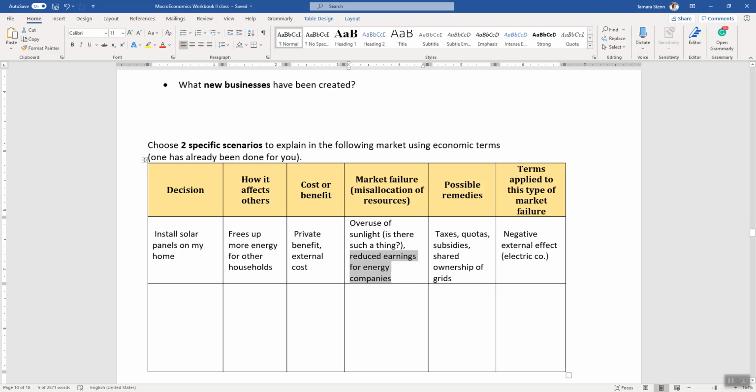And then the terms applied to this, I would call this a negative external effect, okay, for the electric company, because as I'm increasing my efficiency and production of energy, the energy company is earning less money from me, right? I have less demand of product from the energy company. So as they have less demand for product, they have less sources of income, okay? And they have less of a need to be generating more energy. So it comes into that negative external effect.